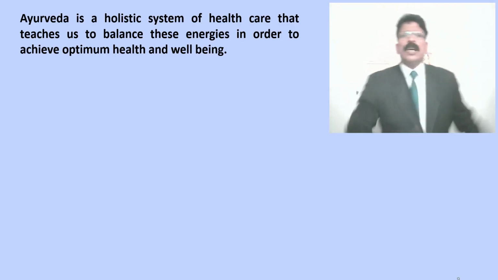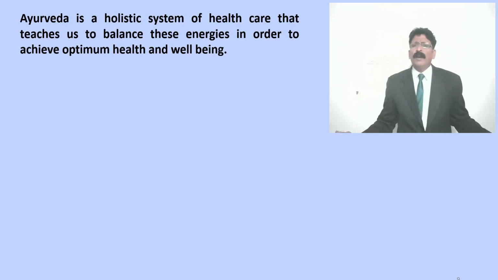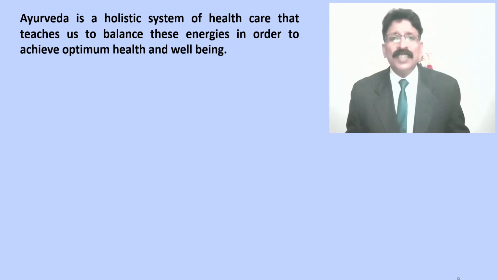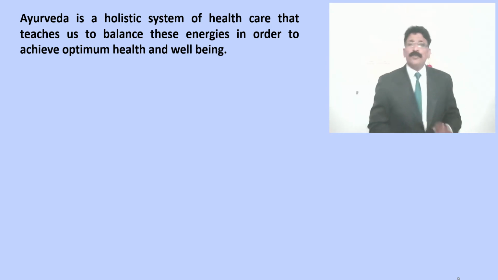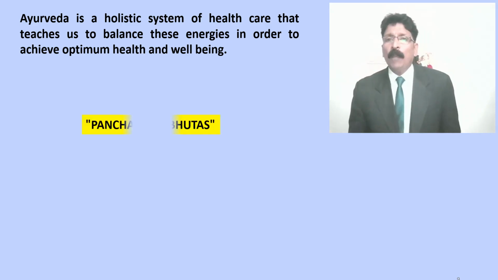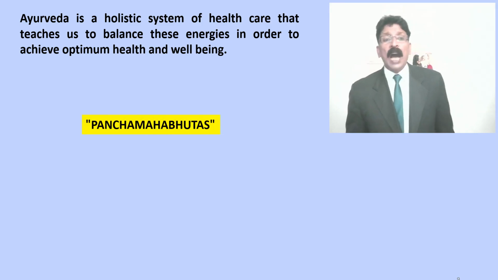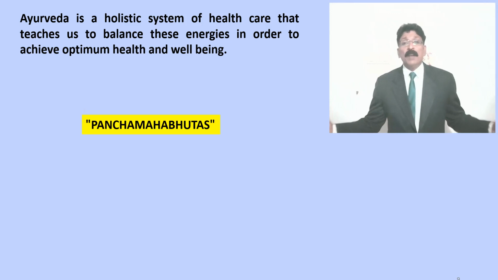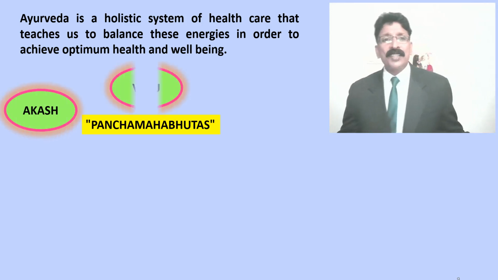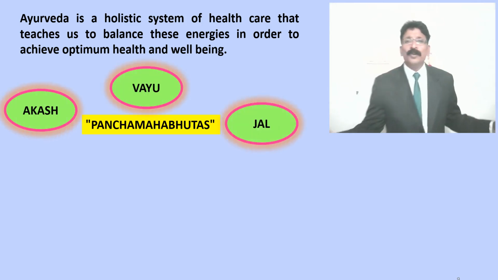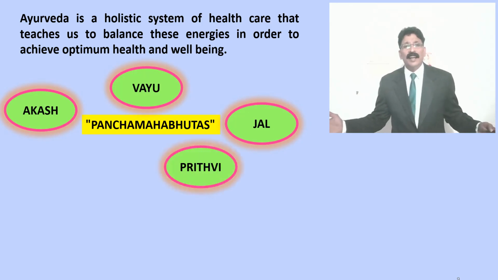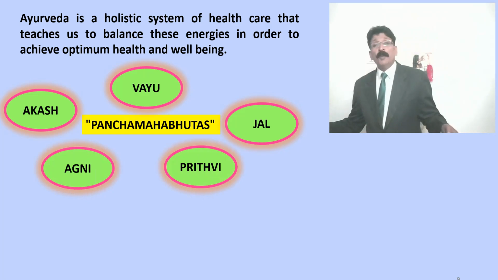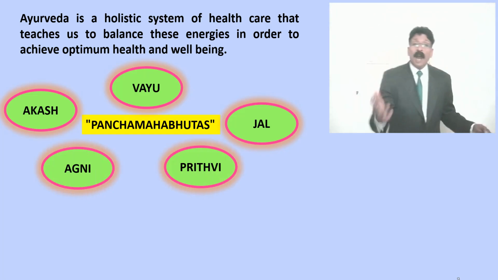Ayurveda is a holistic system of healthcare that teaches us to balance these energies in order to achieve optimum health and well-being. Panchabhutas or Panchamahabhutas. You have to remember Panchamahabhutas means Akash, Vayu, Jal, Prithvi, Agni. These five you have to remember. That's why it is called Panchamahabhutas.